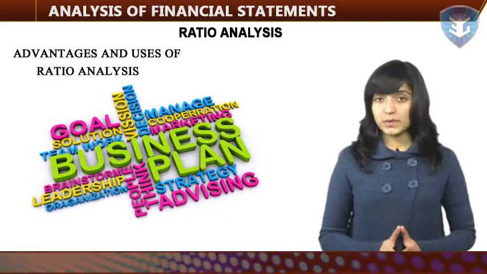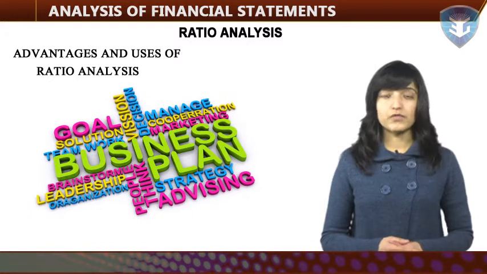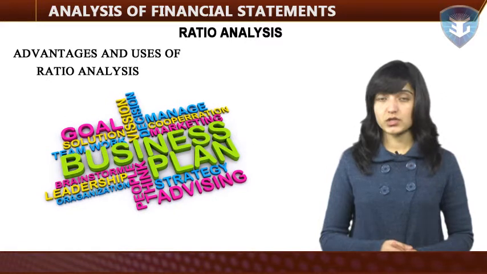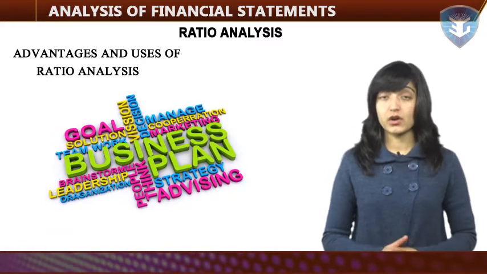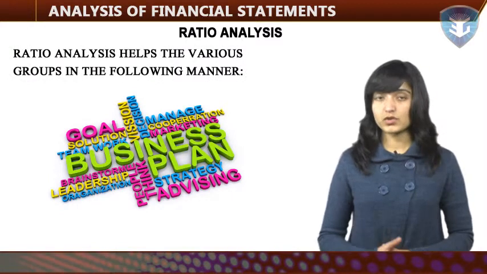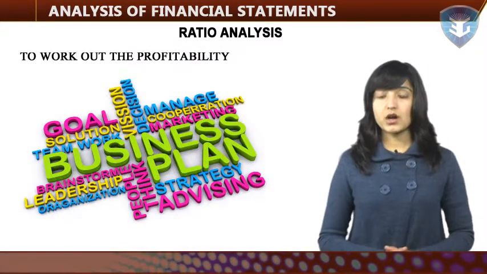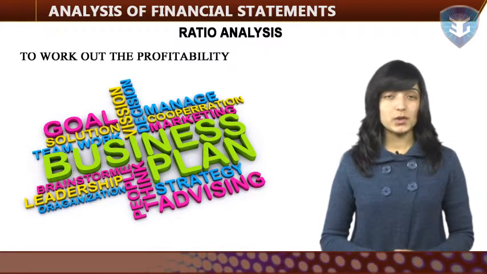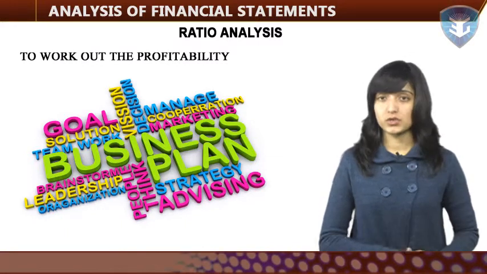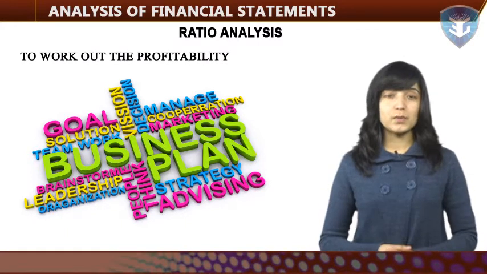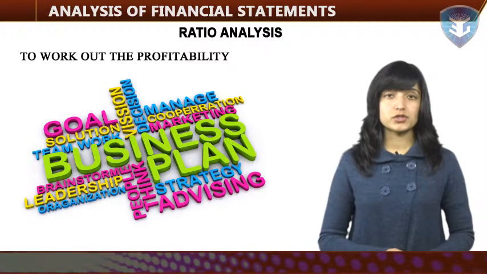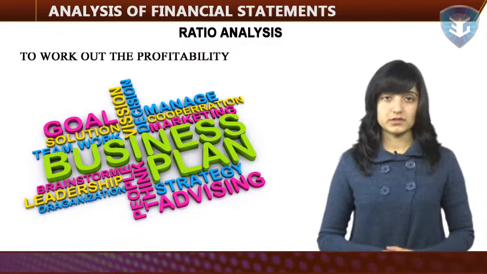There are various groups of people who are interested in analysis of the financial position of a company. They use ratio analysis to work out a particular financial characteristic of the company in which they are interested. Ratio analysis helps the various groups in the following manner. To work out the profitability. Accounting ratios help to measure the profitability of the business by calculating the various profitability ratios. It helps the management to know about the earning capacity of the business concern. In this way, profitability ratios show the actual performance of the business.